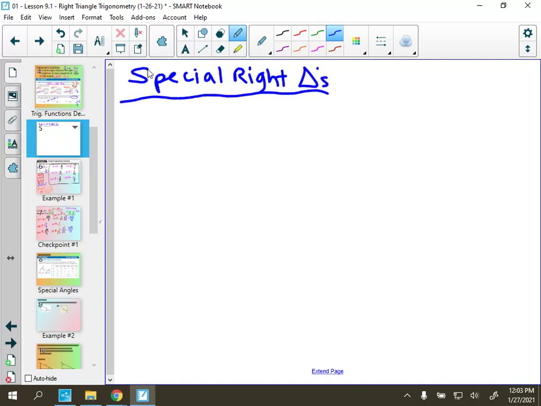Okay, so this would definitely have been something that came up in geometry. So there's 2 that we got to know. What makes them special? It's their angle measures. So the first one is what's called a 45-45-90, right? Why is that special? Well, it's half a 90.